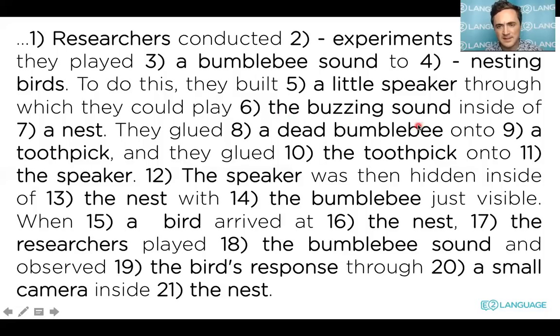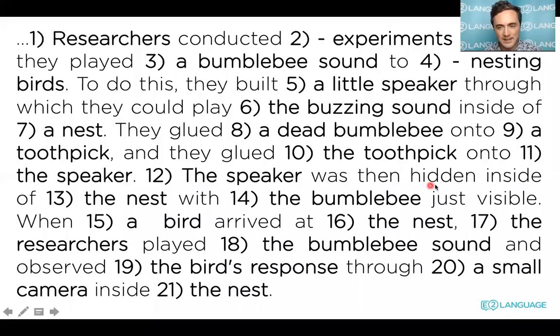Why the sound? Here we've mentioned a bumblebee sound. Second time, the buzzing sound inside of a nest. Why a nest? It's the first time we've mentioned it and it's singular. They glued a dead bumblebee, first time we've mentioned this bumblebee and it's singular, onto a toothpick, first time we've mentioned the toothpick and it's singular. And they glued the toothpick, we've already mentioned it, it goes specific, onto the speaker. We've mentioned that, there's one, so we say the.